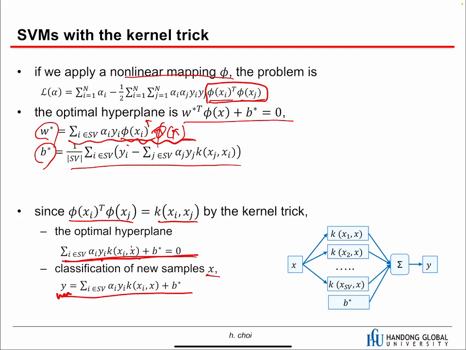If y is positive, then it is class 1. Otherwise, if it is negative, then it is class 2. So that's a binary classification problem. And then this is the diagram of SVM. When we have a sample x, we just calculate the kernels. We can calculate these kernels only with the support vectors. Then we have a bias, and then we calculate the sum, and that is the output of SVM.